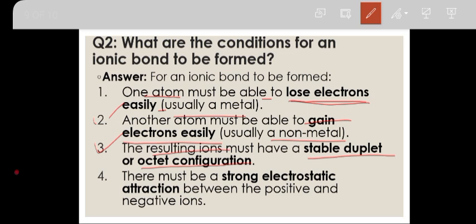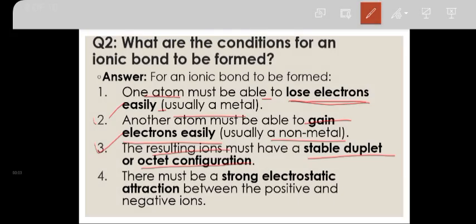What is duplet configuration? What is octet configuration? If any atom has two electrons in its outermost shell, it is a duplet. If any atom contains 8 electrons in its outermost shell, it is the octet rule. These two rules are the symbol of stability.